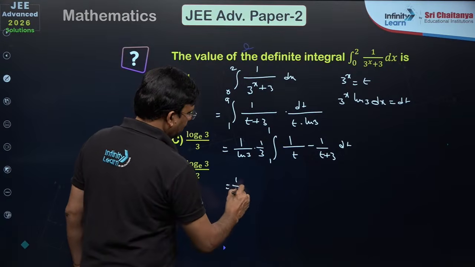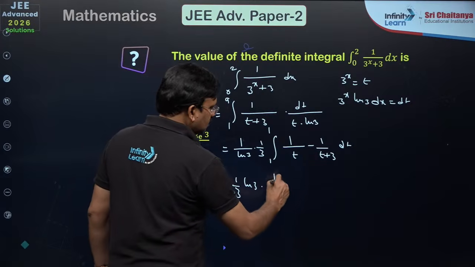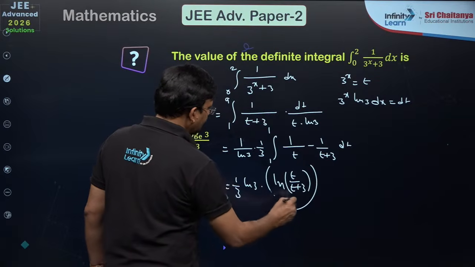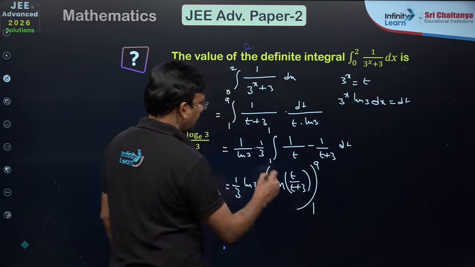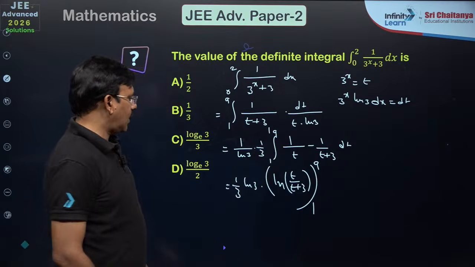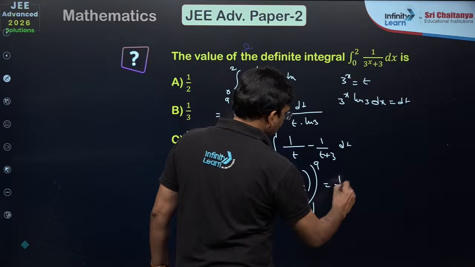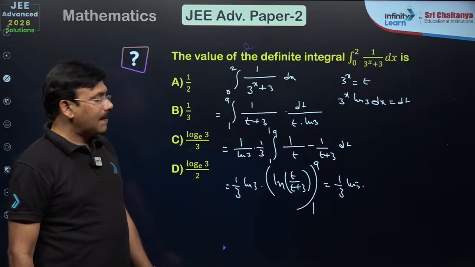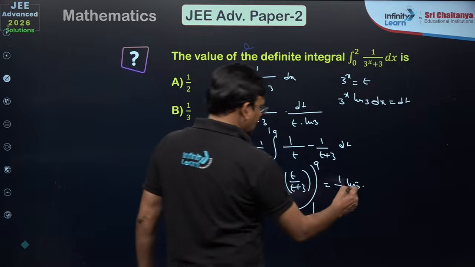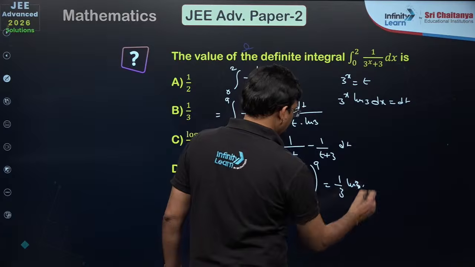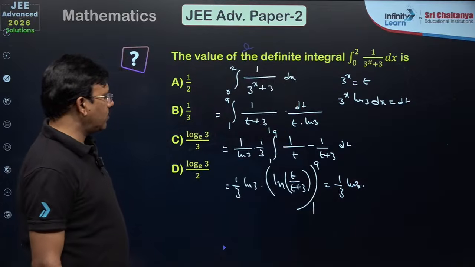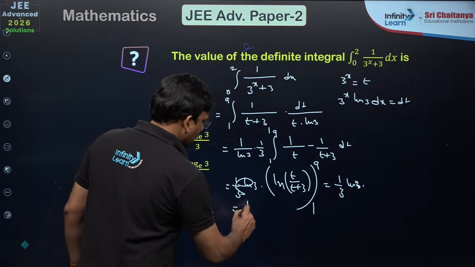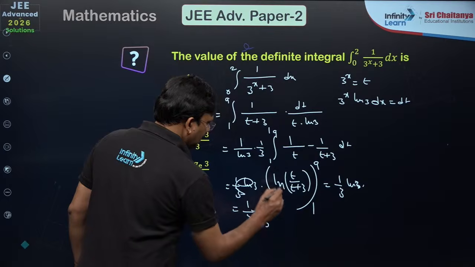So which is 1 by 3 into ln 3, this is ln of t by (t plus 3) is the integral, apply the limits 1 to 9, okay. So you will get 1 by 3 into ln 3, so log of 9 by 12, 3 by 4, minus 1 by 4, which becomes log 3 here. This is going to be 3 by 4, 1 by 3 into log 3 into this.